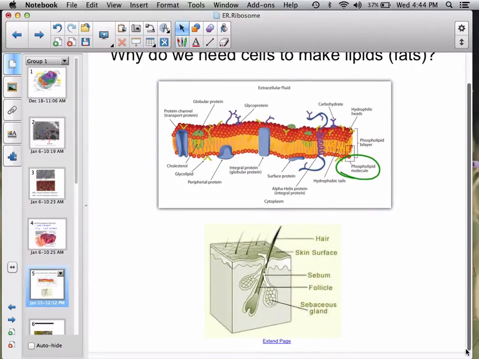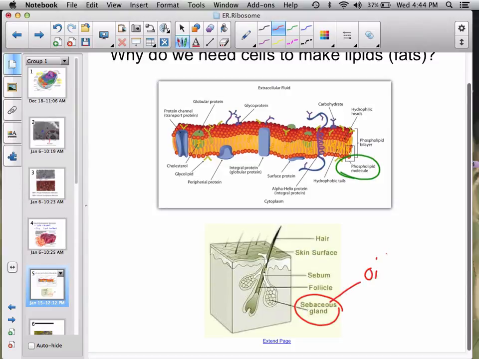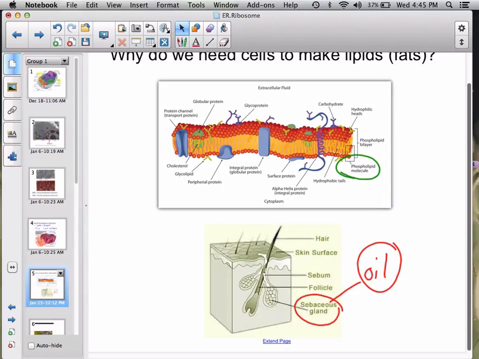Something you may have heard of but didn't know the name, something called a sebaceous gland. This is something in your skin that secretes an oil or a waxy substance that keeps your skin from drying out. And sebaceous gland cells actually have a very, very high number of smooth endoplasmic reticulum, which is why they're able to make so many lipids.